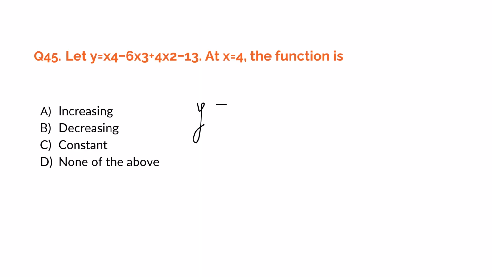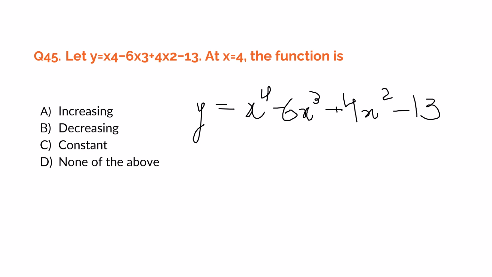We are given y is x raised to the power 4 minus 6x cube plus 4x square minus 13. In these types of questions, let's first differentiate y with respect to x. We get 4x cube minus 18x square plus 8x.